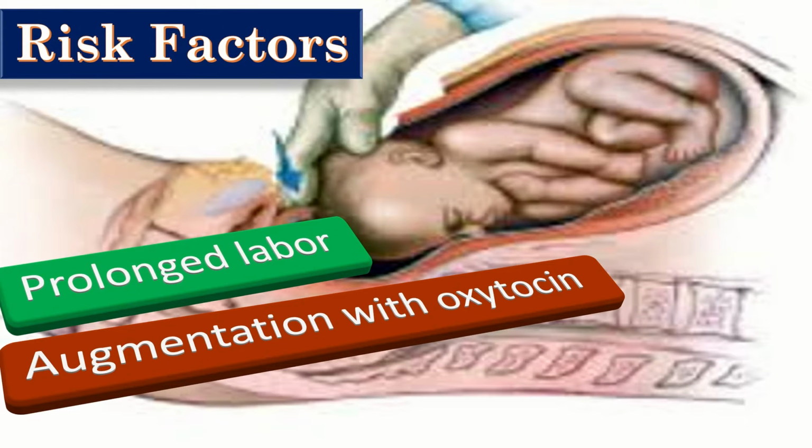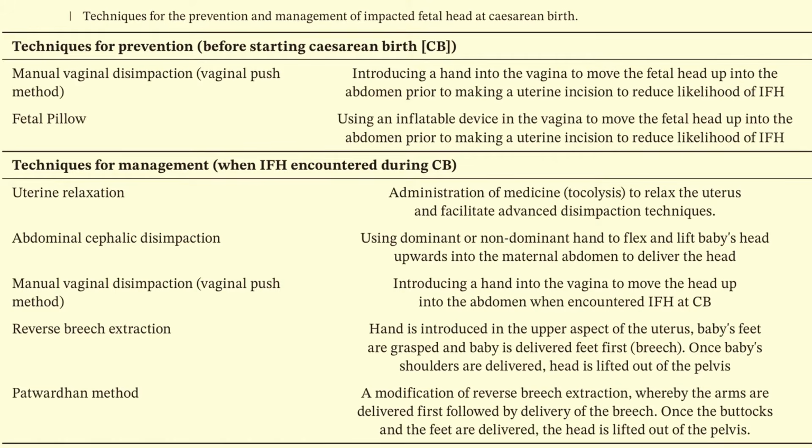So this chart is from the scientific impact paper about IFH, and here we have techniques for the prevention and management of impacted fetal head at cesarean birth. So what are the techniques for prevention, that is before starting cesarean birth, which include the manual vaginal disimpaction, means vaginal push method, and that involves introducing hand into vagina to move the fetal head up into the abdomen prior to making a uterine incision to reduce the likelihood of impacted fetal head.